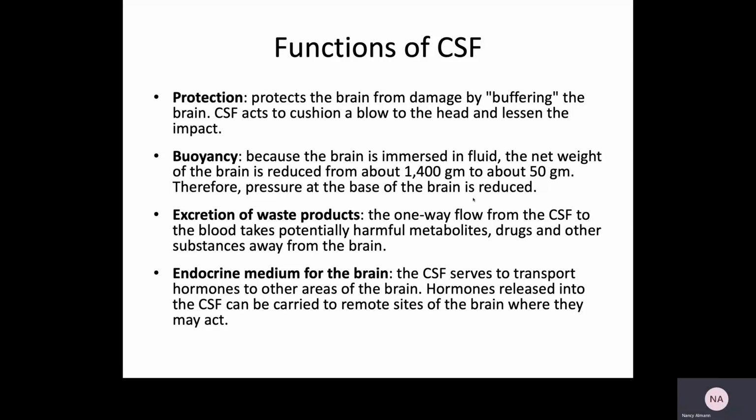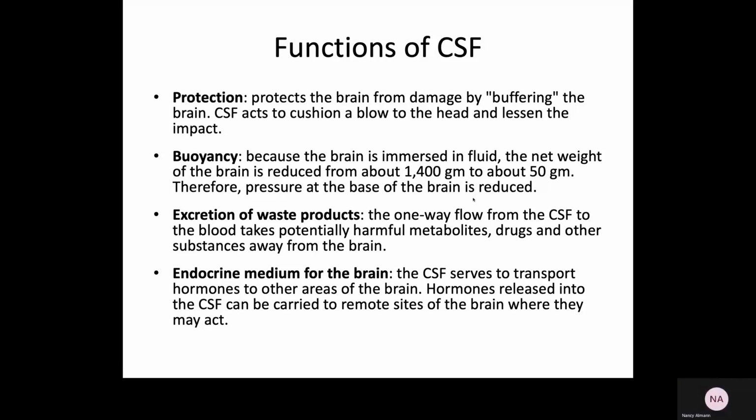The net weight of the brain is about 1,400 grams, and that is reduced to about 50 grams because it's floating. That means that the pressure that is at the base of the brain is significantly reduced, so that nervous tissue is protected because it is not actually carrying the entire weight of the brain. The CSF will also be flowing in a single direction. It's got a one-way flow. That means that harmful drugs or material, metabolites, are pulled away from the brain and put into the circulatory system.